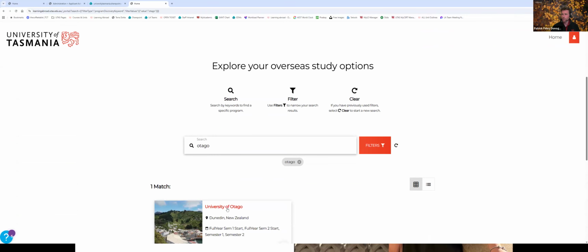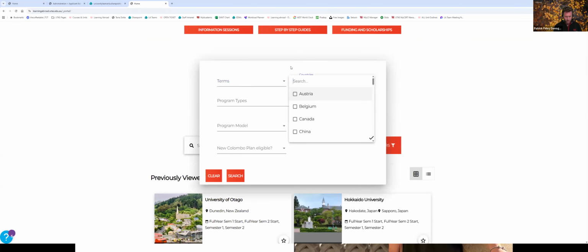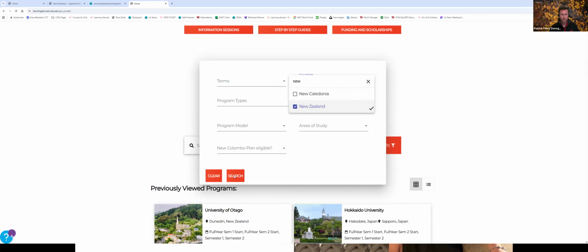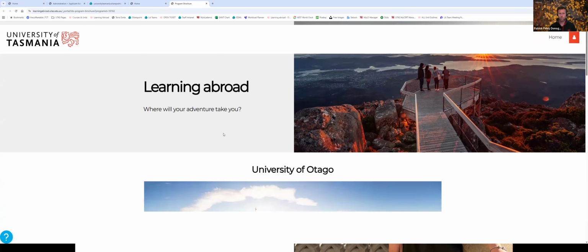Today we'll look at the University of Otago in New Zealand, our naughty neighbours. These are one of our exchange partners. So you can search by filter. I'm going to search by country, New Zealand, and we'll see what we've got. Got two options: the University of Otago and the University of Waikato. Waikato, North Island, Otago, South Island. So we'll click on Otago and we're away.